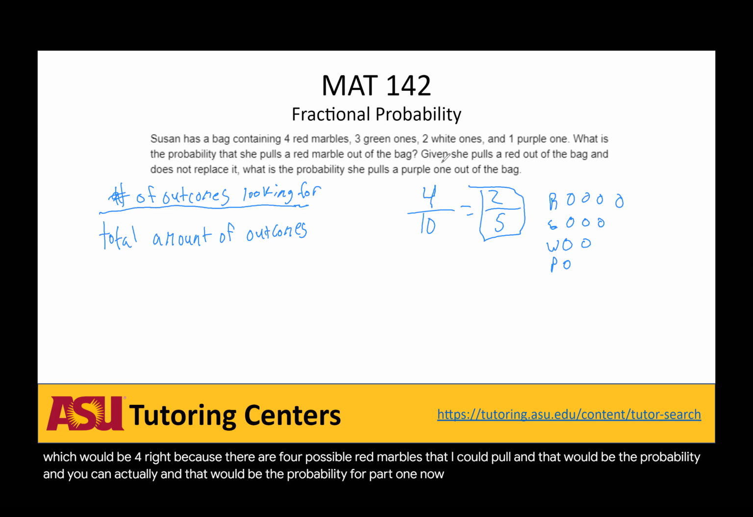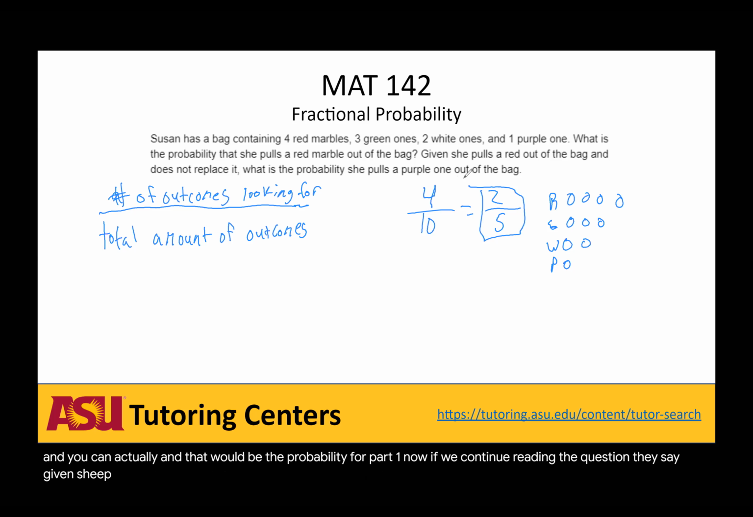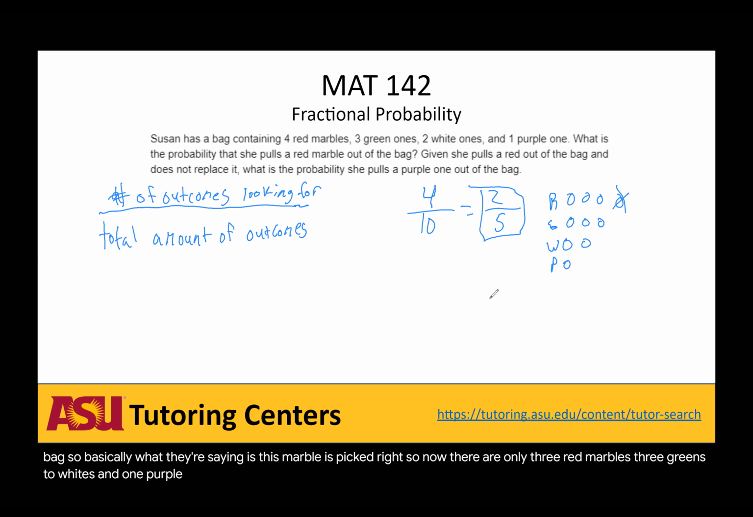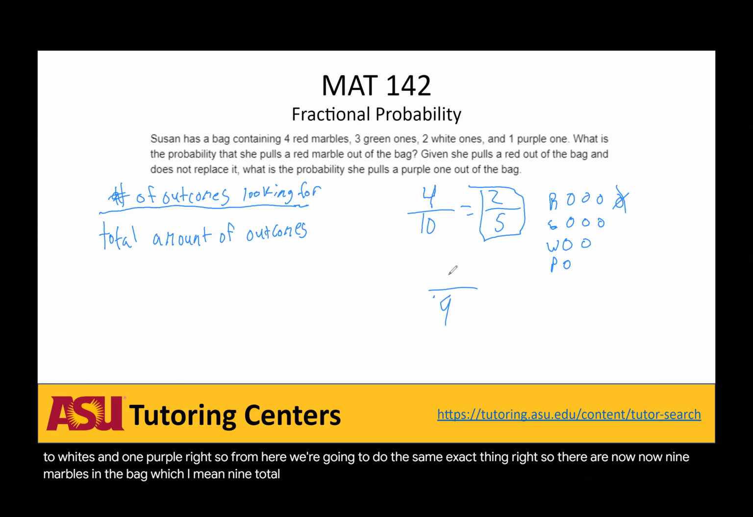Now, if we continue reading the question, they say, given she pulls a red out of the bag and does not replace it, what is the probability she pulls a purple one out of the bag? So basically this marble is picked, and now there are only 3 red marbles, 3 greens, 2 whites, and 1 purple. From here, we're going to do the same exact thing. There are now 9 marbles in the bag, which means 9 total outcomes.